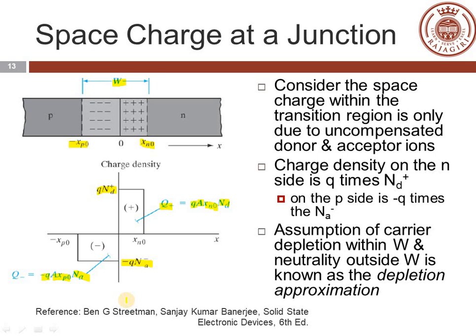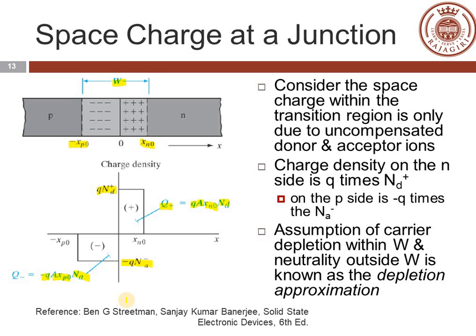Now, we will be assuming that the carriers are completely depleted within the transition region of W, and outside this transition region, that is outside this W region, our P-type and N-type semiconductors are neutral, or electrically neutral. So this approximation is called depletion approximation.